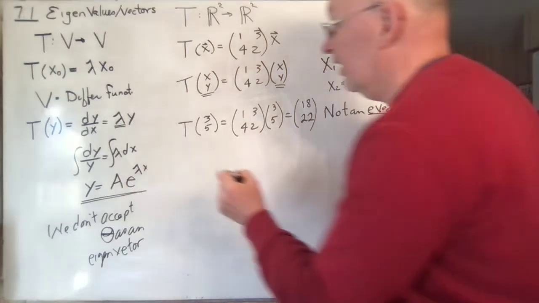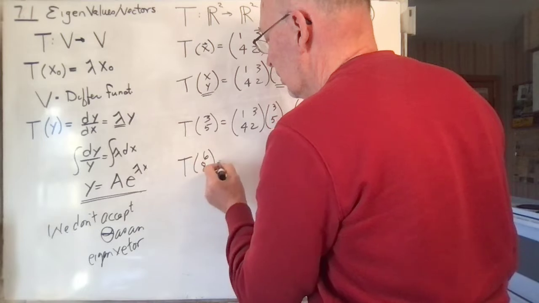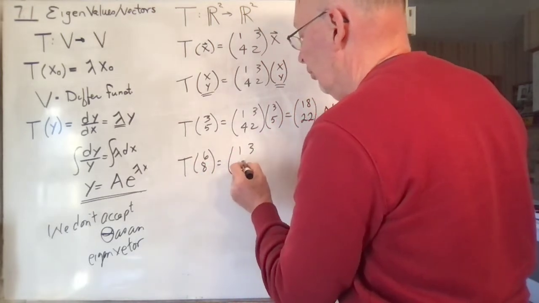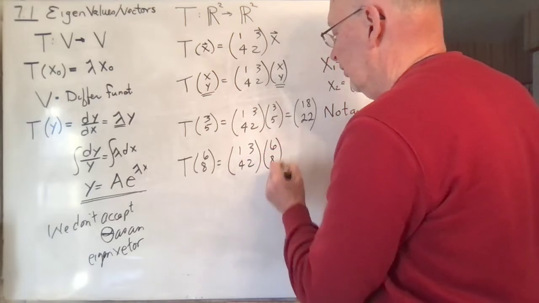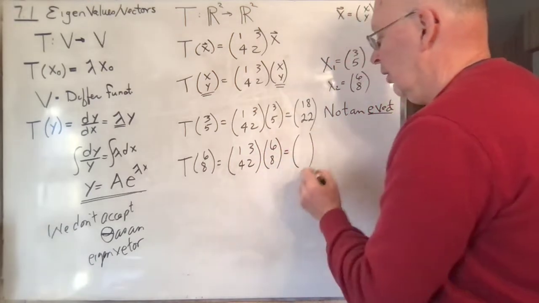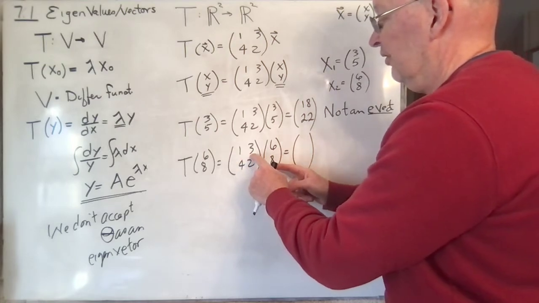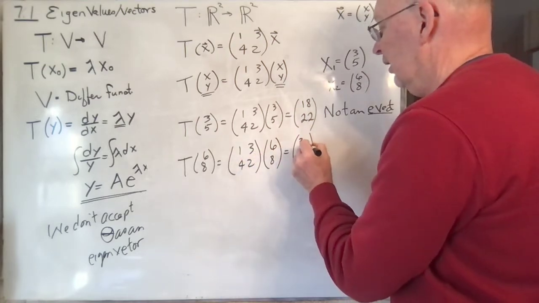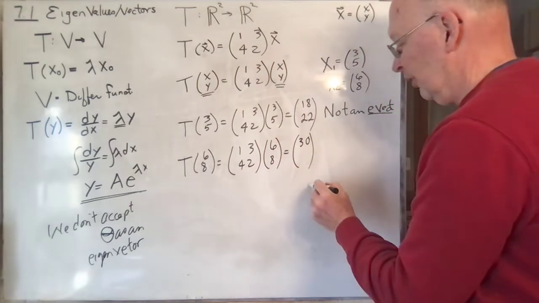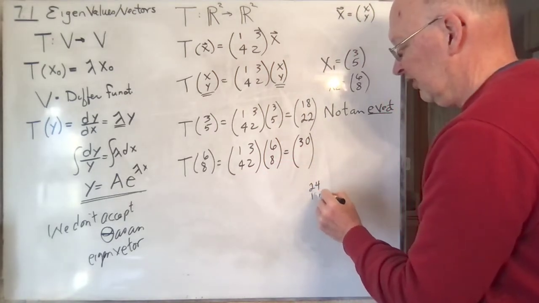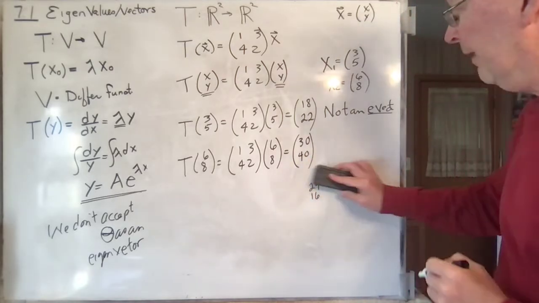Okay, let's try (6, 8). T of (6, 8). So [1, 3; 4, 2] applied to the vector (6, 8). What do we get? Here we're going to get 6 plus 24 is 30. Here you get 24 plus 16. What's 24 plus 16? It's 40.